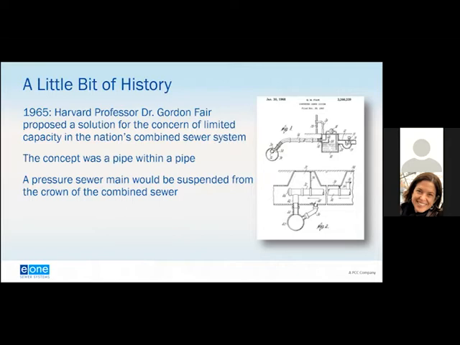You know, back then, there were a lot of combined sewer systems in many large cities and even smaller cities where you had the wastewater going into the same pipe as the stormwater. And this created a lot of pollution problems. So they wanted to address that problem by separating the domestic wastewater from the stormwater. And the concept that was developed early on was a pipe within a pipe, where you would have a small diameter pipe that would be located inside the large diameter combined sewer overflow pipe.